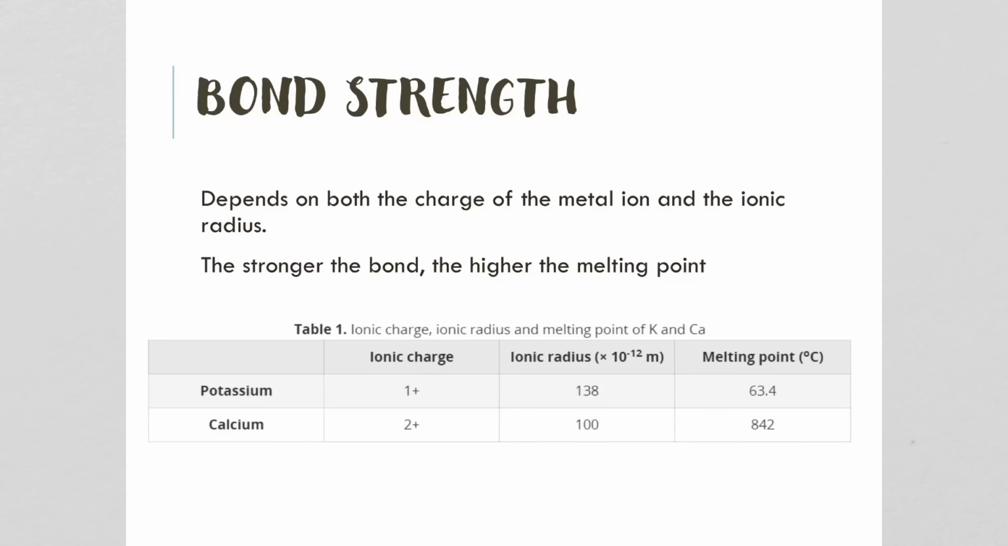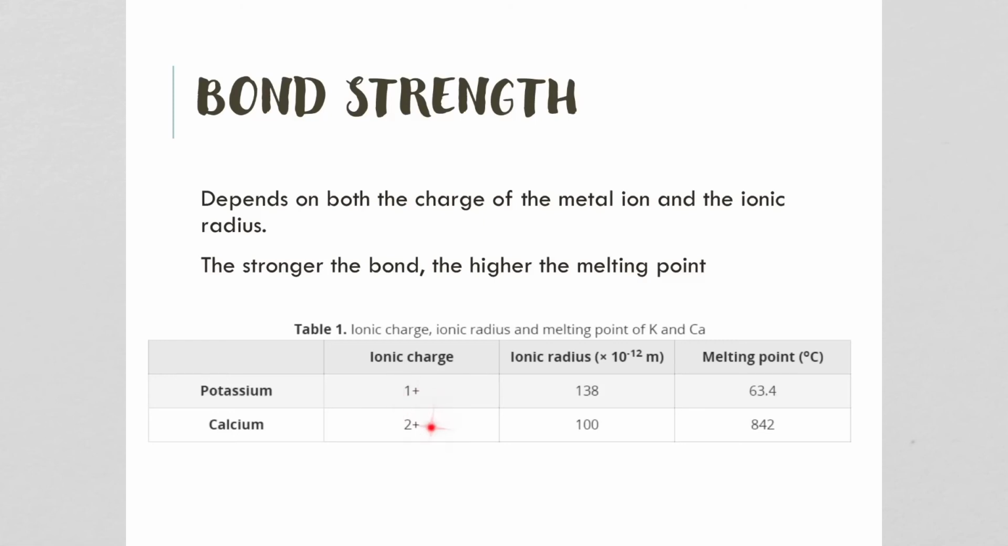Now, the bond strength of different metals depends on two things. It depends on the charge of the metal ion and then the ionic radius. So the stronger the bond, the higher the melting point. If we look at two similar ions, potassium and calcium, which are next door to one another, potassium has an ionic charge of +1, and its radius is 138 times 10 to the negative 12 meters, and its melting point is 63.4 degrees Celsius. So it melts at a very low temperature.